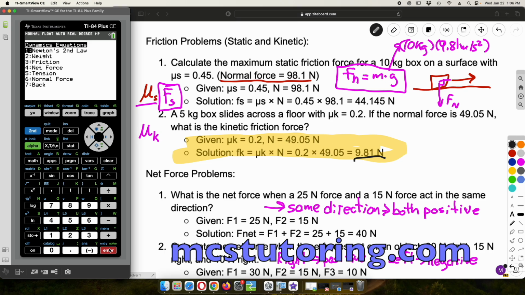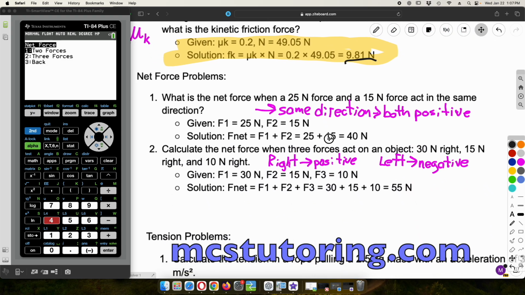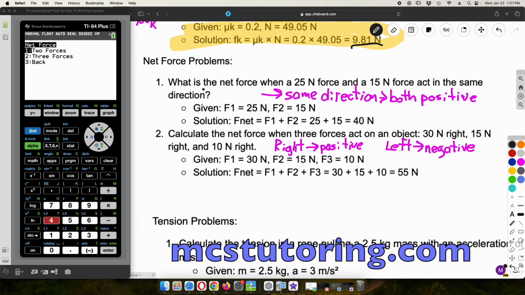Okay, good. Let's go into net force problems. That's option 4. And then we're going to get it here. So net force problems, the first one is, what is the net force when a 25 Newton force and a 50 Newton force act in the same direction? So one note here, if the same direction, we're going to assume they're both positive. If one is, say, going to the right and one is going to the left, that would have been positive 25 and negative 15. Just to give you a heads up on that so you're not confused later.